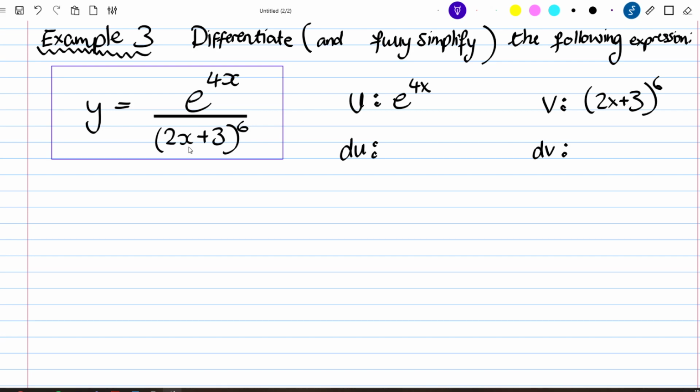Now, differentiating e to the 4x should result in 4e to the 4x, so multiplying by the derivative. And differentiating this sort of binomial-esque expansion here, (2x plus 3) to the 6, bring the power down, take one off the power and multiply by the derivative. So I'm going to have 6 and then times 2 at the front, which is going to work out as 12.